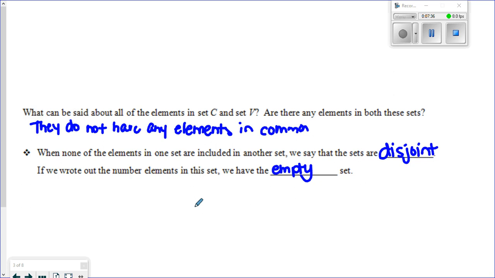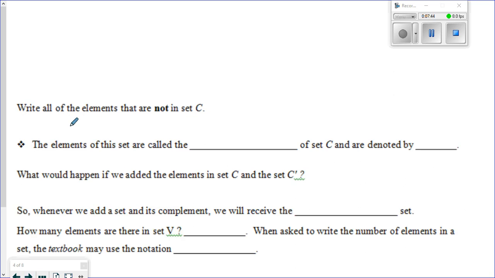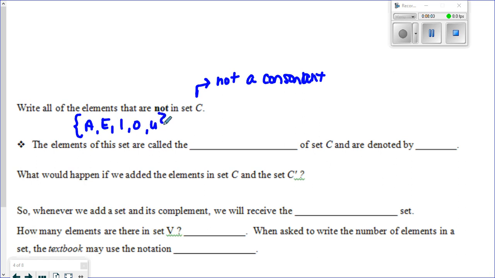So, does my next page have that? Oh, yep. It says write all of the elements that are not in C. So everything that is not a consonant. So that would be, again, A, E, I, O, U. Those are all things that are not within that C. Again, C is consonants, so everything that's not in there.